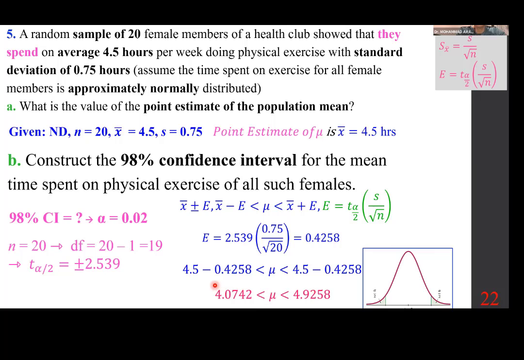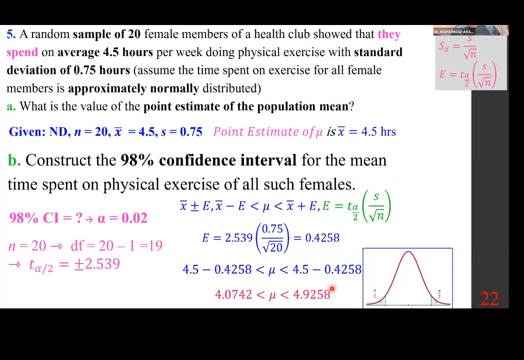So this is the 98% confidence interval for the mean time spent on physical exercises of all such females. That means we are 98% confident that the true population mean is somewhere in between.